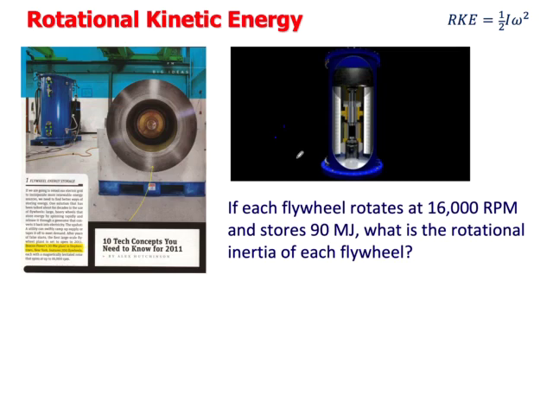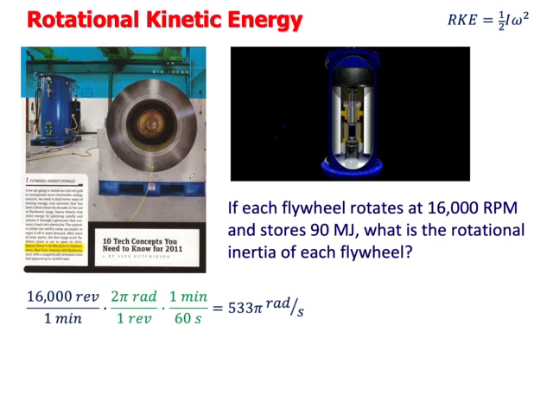Sorry. So here's the question. According to the specs, each flywheel rotates at 16,000 RPMs and stores 90 megajoules of energy. My question is, what's the rotational inertia of one of these rings, of these cylinders that are sitting inside of here? How do we solve it?